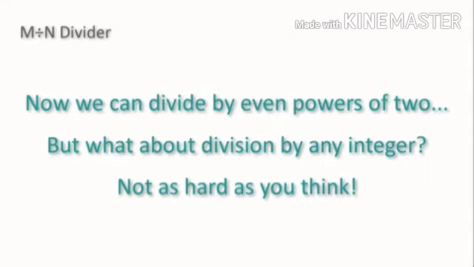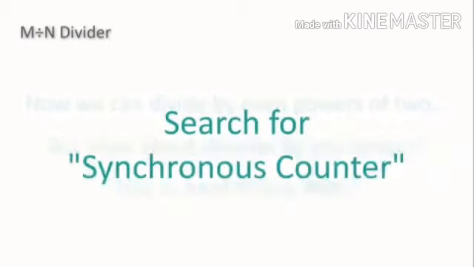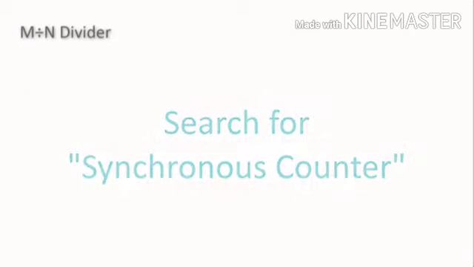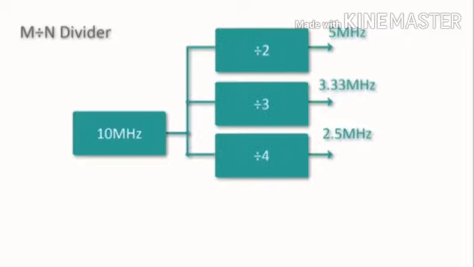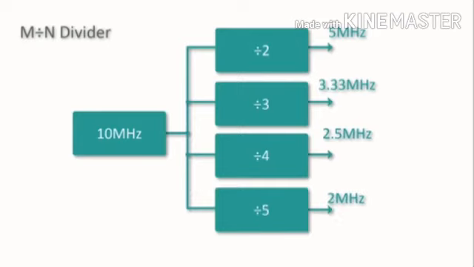Now, I'm not going to go into the details about how to build a generic divide by N counter, but if you're interested in following up, do a quick search for synchronous counter. There are lots of resources out there that merit your study. So that's how you divide an input frequency by any integer you like. You can take a 10 megahertz signal and create a 5 megahertz signal, a 3.33 megahertz signal, a 2.5 megahertz signal, a 2 megahertz signal, just by dividing by 2, 3, 4, or 5, or you can do any other integer division you want to consider.